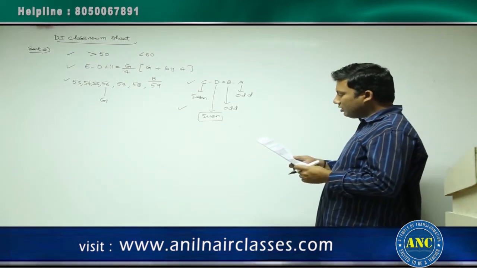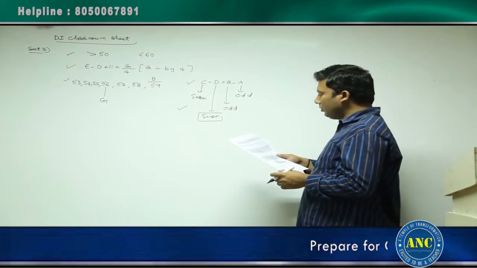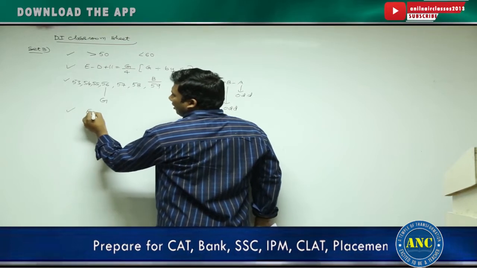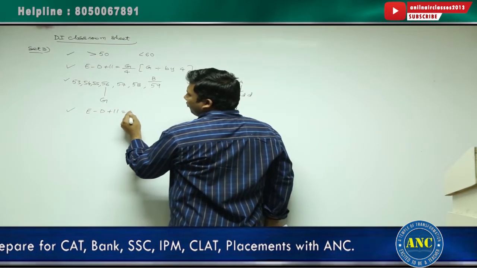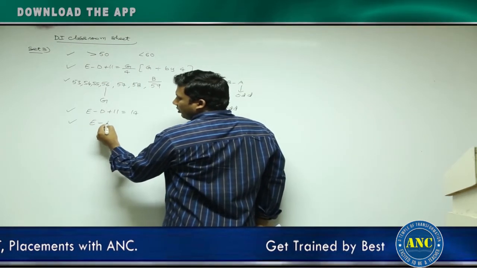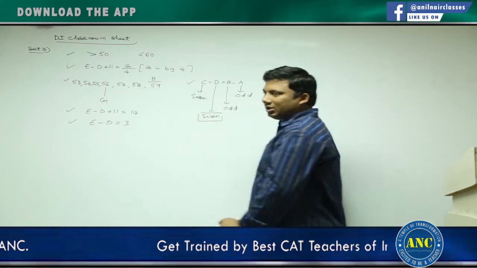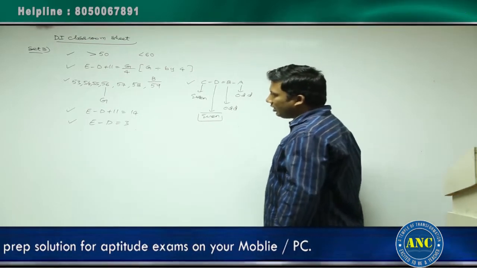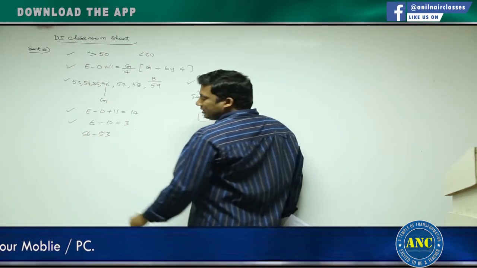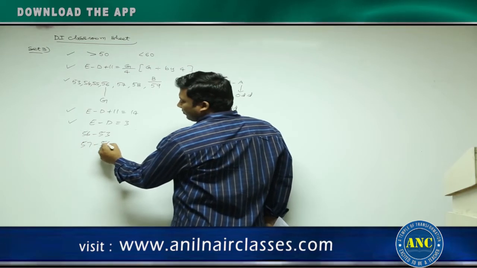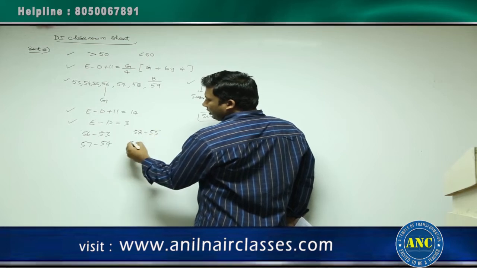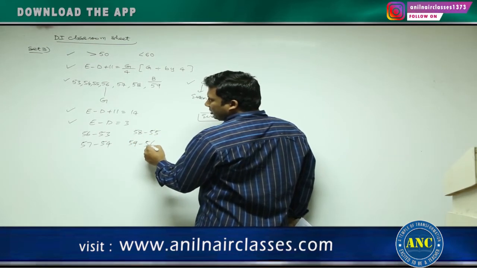What is the other condition? C minus D is equivalent to B minus E. Now, if I execute the first one, E minus D plus 11 is equivalent to 14, since 56 by 4 is 14. So E minus D is 3. The difference between 2 numbers should be 3. One case is 56 minus 53. The second case is 57 minus 54. The third case is 58 minus 55. The fourth case is 59 minus 56.